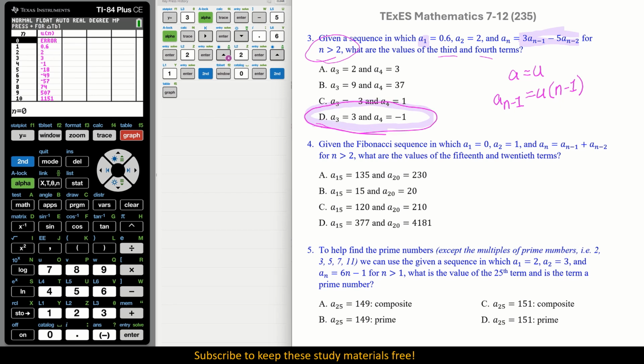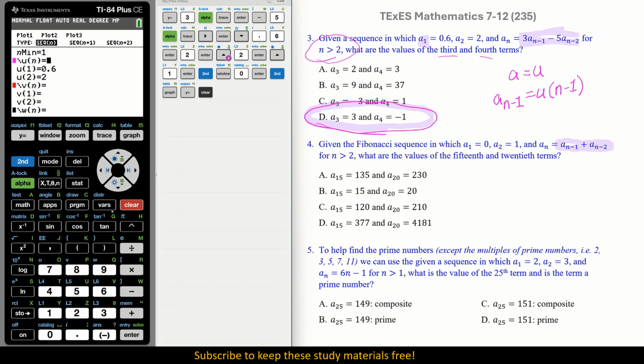Okay, now let's look at number 4. Given the Fibonacci sequence, a famous sequence, in which a sub 1 is 0 and a sub 2 is 1. Our given formula is always a sub n minus 1 plus a sub n minus 2. Let's pop over to y equals and clear everything out, because I keep making mistakes about not remembering what I've entered or not entered. Again, we're going to have to use that u sub n minus 1.